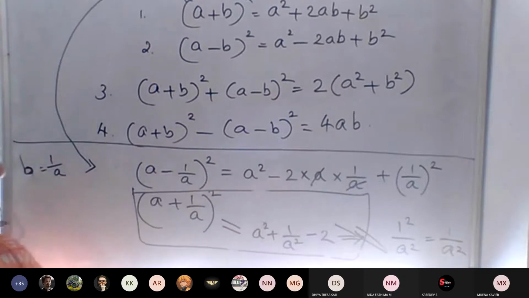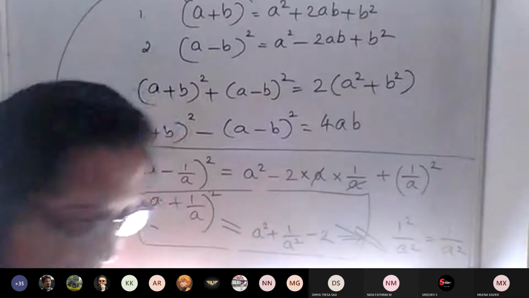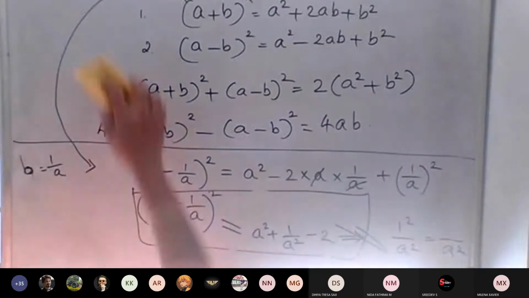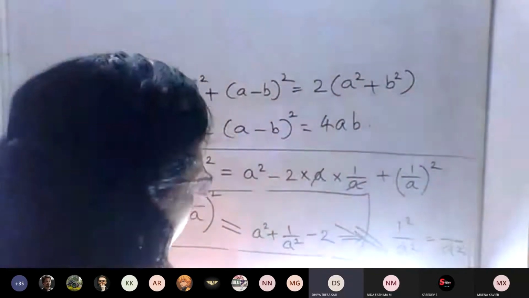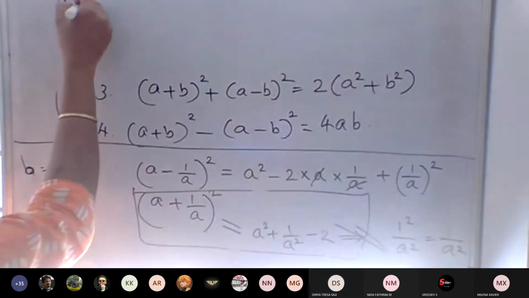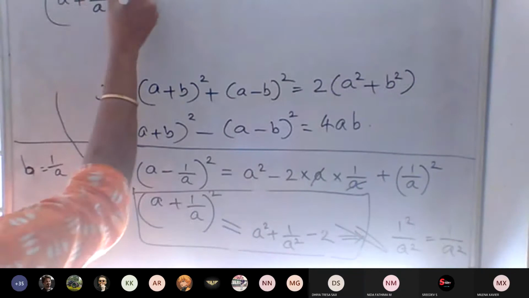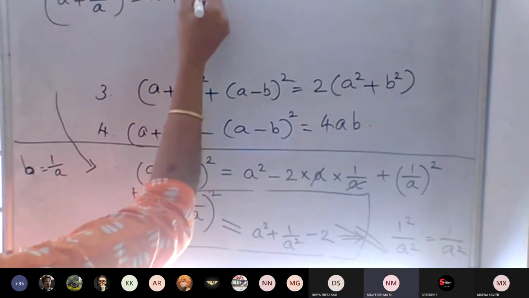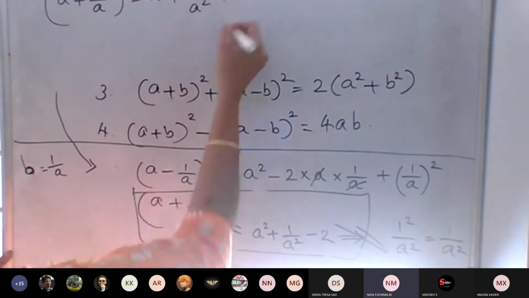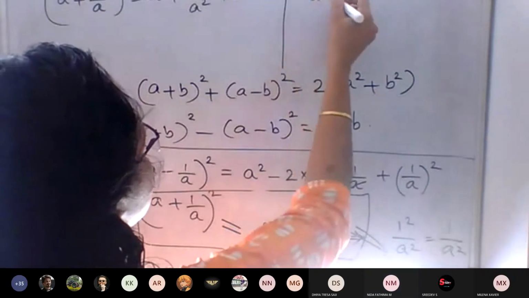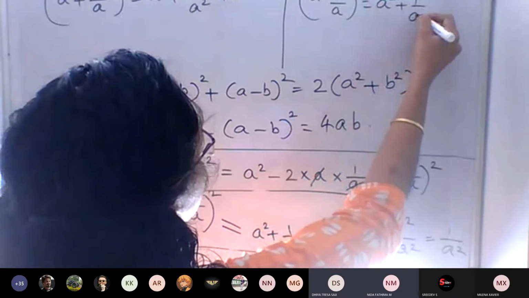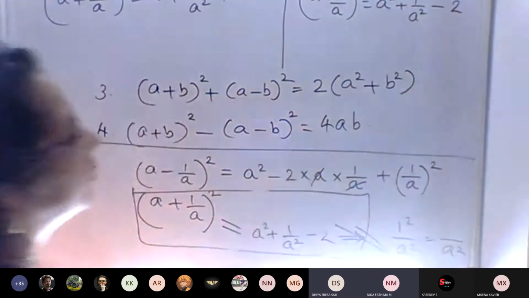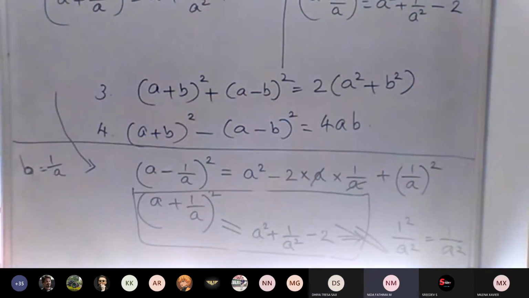Okay. Then next we can discuss that implies. Up to this clear? Yes, ma'am. What is A plus 1 by A whole square? A plus 1 by A whole square is A square plus 1 by A square plus 2. And next is what? A minus 1 by A the whole square is equal to A square plus 1 by A square minus 2.